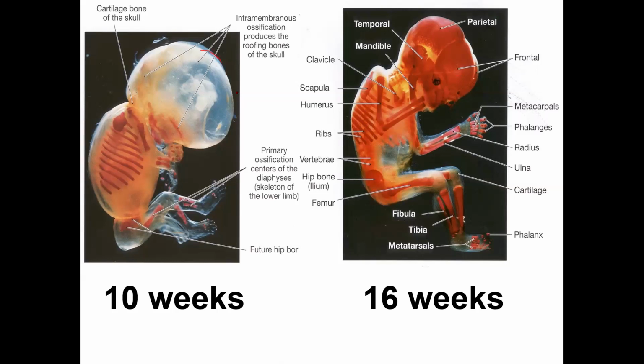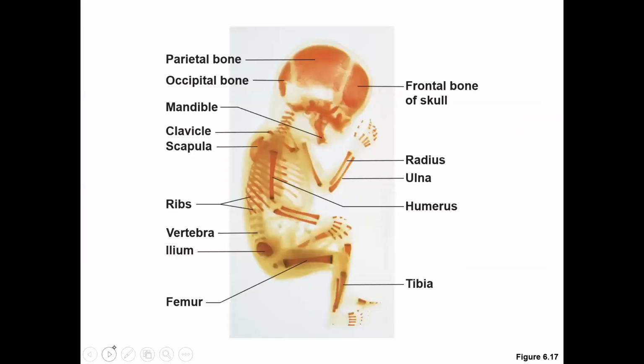So here you see that's intramembranous ossification in the skull. You can see those skull bones forming. Endochondral ossification down here in the long bones. Here's a fetal x-ray. Don't do fetal x-rays. I don't know when they did this, but apparently it was a thing at some point. Don't.